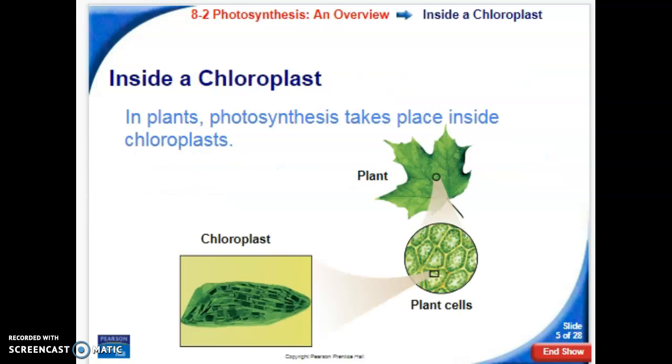Now, a chloroplast is the organelle this takes place in. A chloroplast is only in plants, and that's why animals cannot make their own energy or own food.